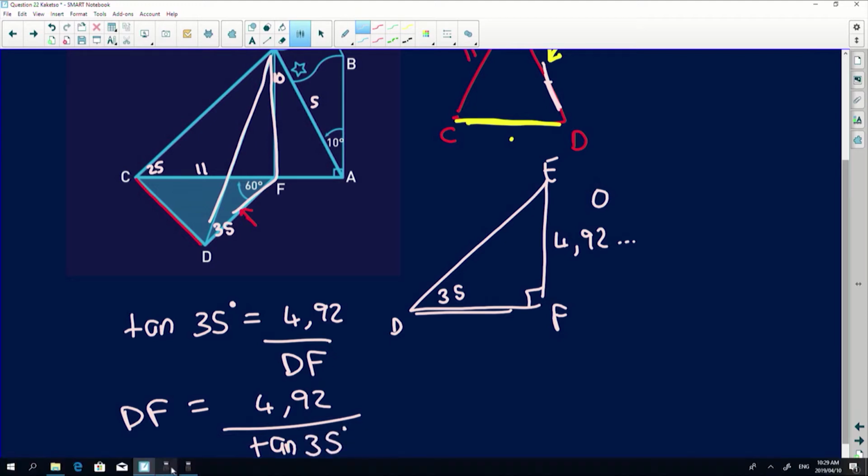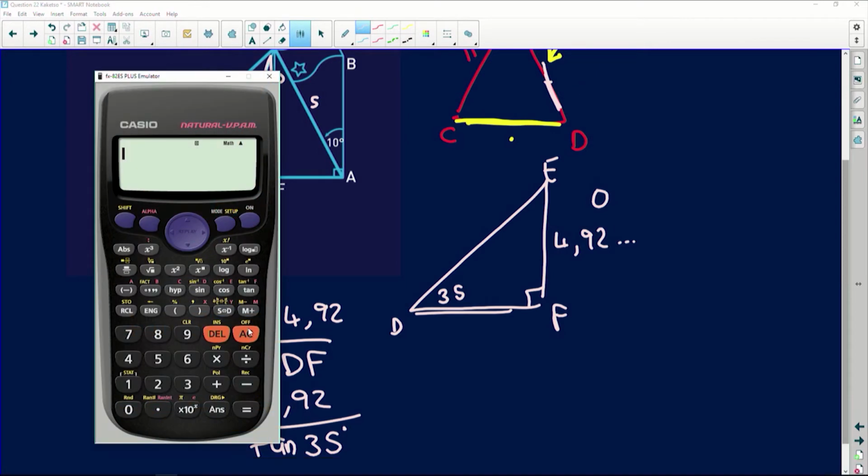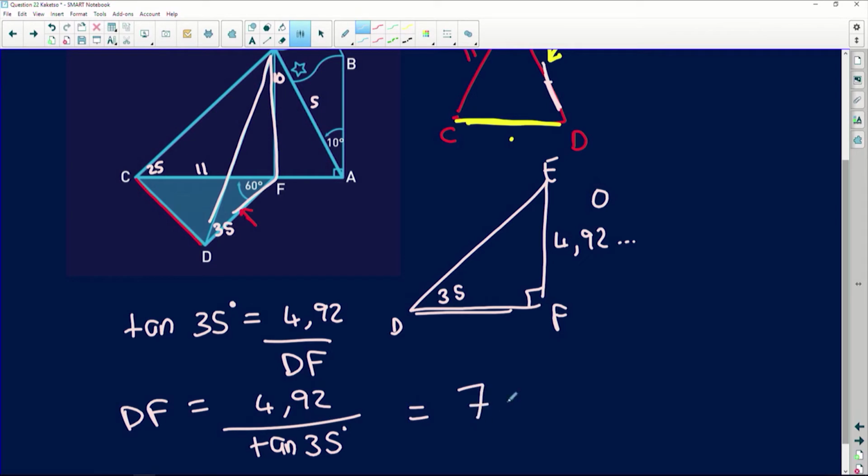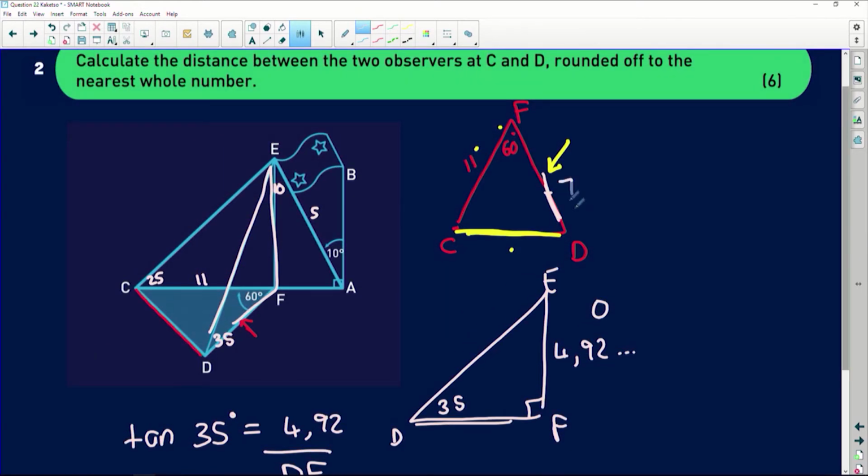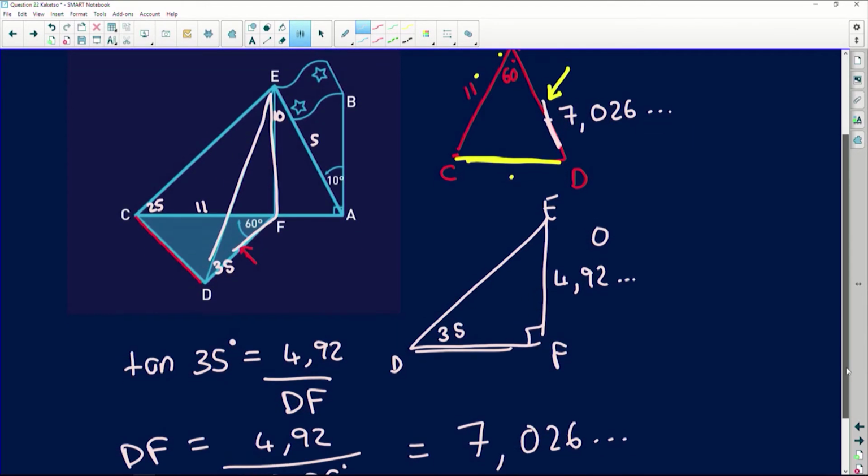Let's get the calculator out. 4,92 divided by tan of 35 degrees gives us 7,026, etc. So now we have this triangle that we're working in. We've just found 7,026, etc. So, cos rule for CD.